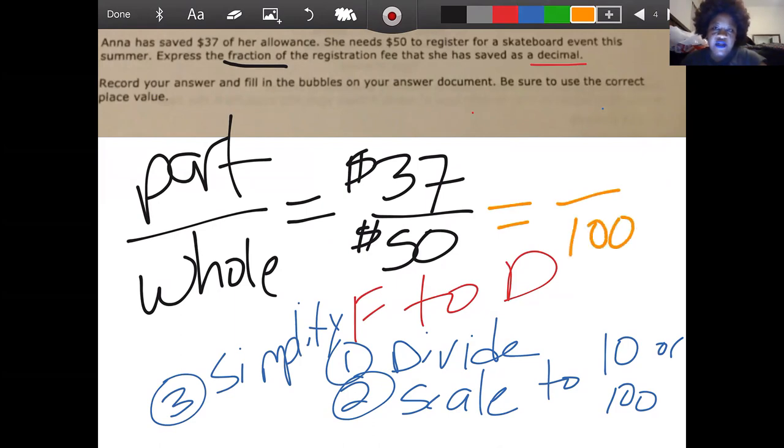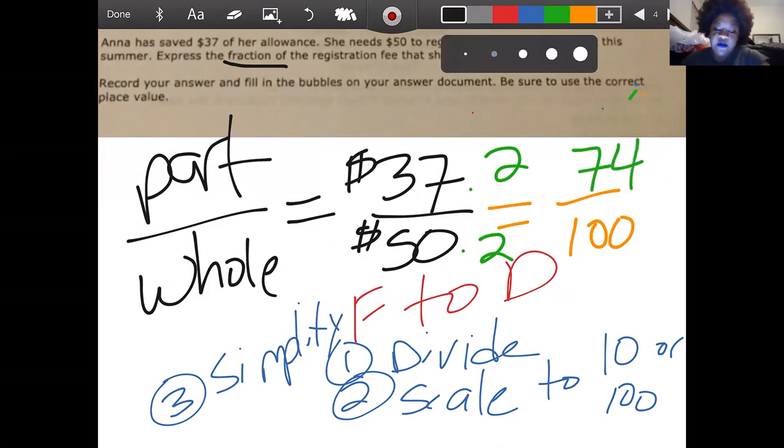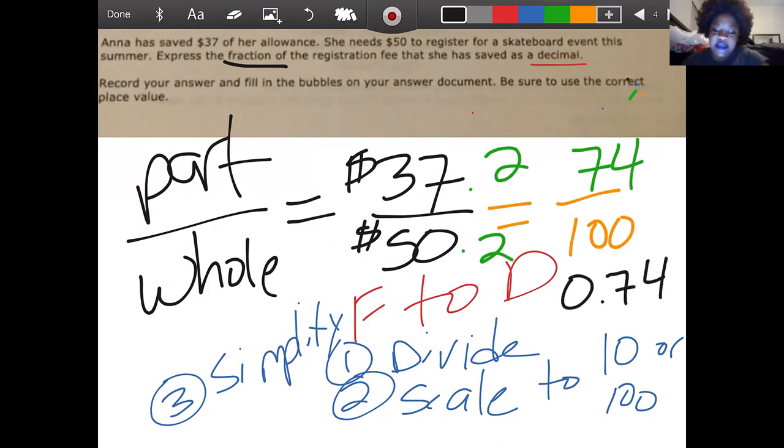So I'm going to put a 100 here just to see if I'm able to scale the 50 to 100. 50 times 2 is 100. So what you do to the bottom, you have to do to the top. 37 times 2 is 74. All right. So now I have 74 hundredths. And the way you write it is the way you say it. 74 hundredths. And that would be your answer.